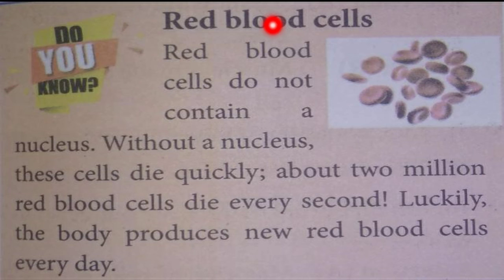Next one is RBC. RBCs means red blood cells, which do not contain a nucleus. Without a nucleus, these cells die quickly. So 2 million red blood cells die every second, so the body produces new red blood cells every day. This is RBC. Another one is blood cells: RBCs, the red blood corpuscles, and white blood corpuscles also.